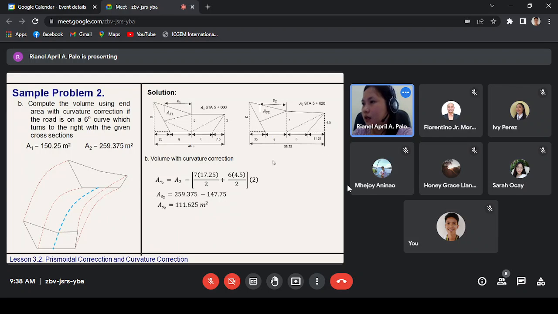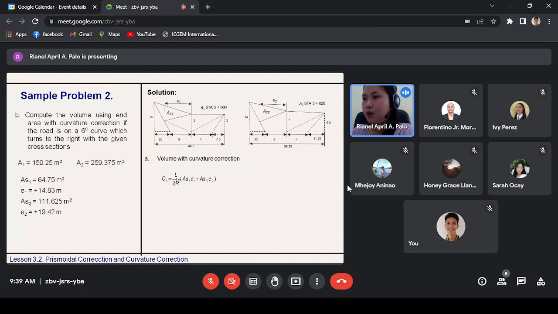Then we proceed to computing E2. For E2, B2 over 3. The horizontal distance is 58.25 over 3. Since at the second station the surface area is also away from the center of the curve, it is positive again. So our E2 is positive 19.42. Okay?